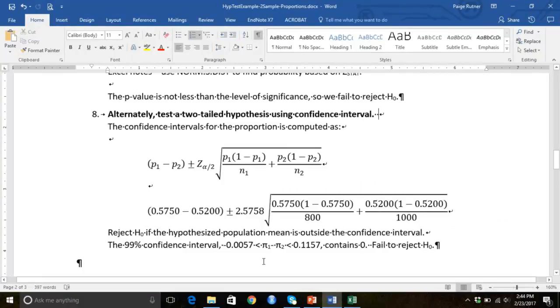So with 99% confidence, the true population difference, or the true difference between population proportions, is between minus 0.0057 and positive 0.1157. This confidence interval contains the hypothesized difference between the populations. And so once again, we confirm that our decision is we're going to fail to reject. We do not reject our null hypothesis.